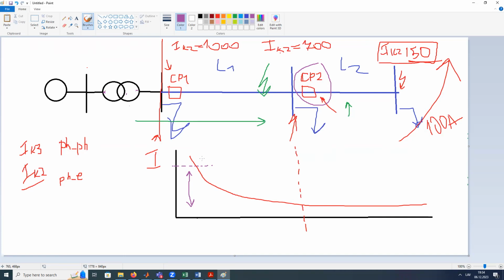In this case, we could use an additional relay. We could put here one more relay. I call it just CP, without time delay. In other words, unselective protection. Let's call it CPU, unselective current protection.